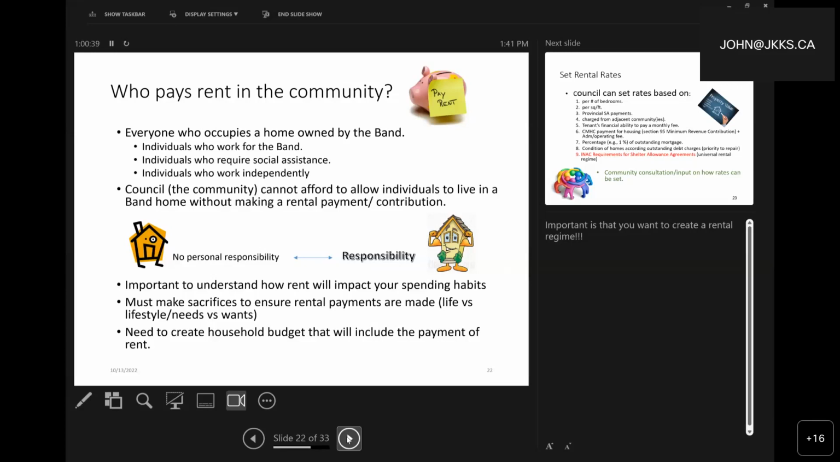And we know that community councils can't afford to live in the homes without making the payment. So what happens if you have people that take on a responsibility versus those who don't? How do you form a collective where everybody says we need to pay? We need to change our spending habits. We need to create a cash flow to offset the cost of the houses.